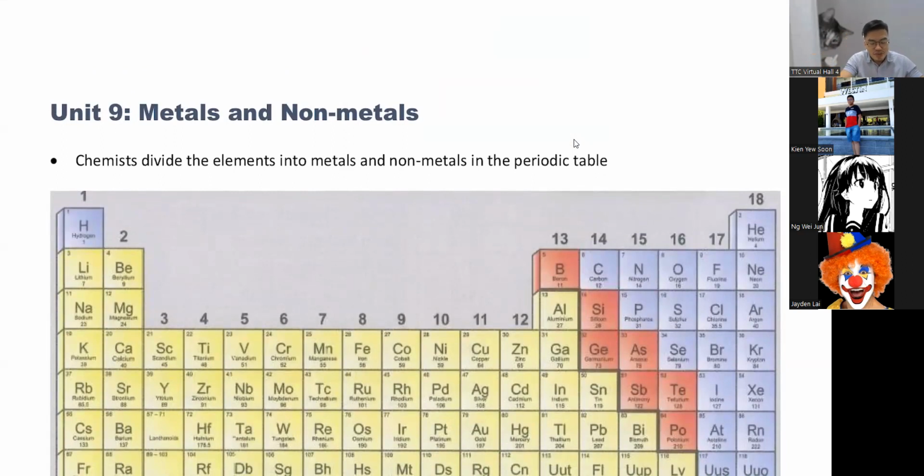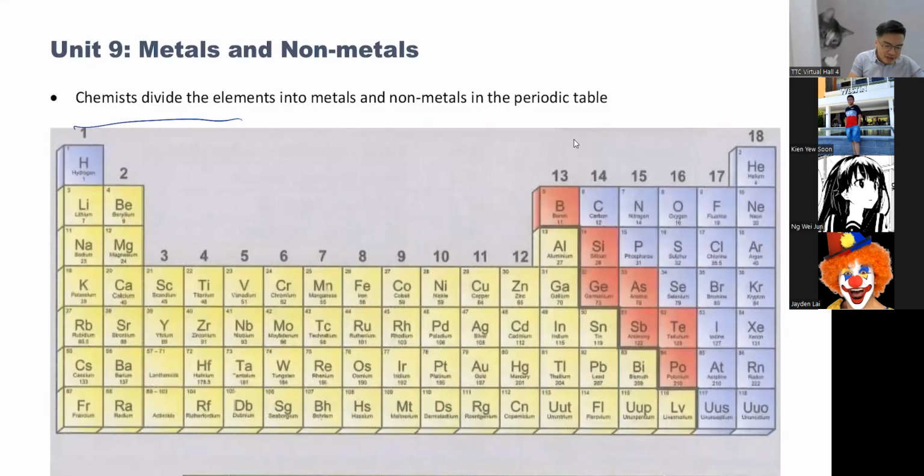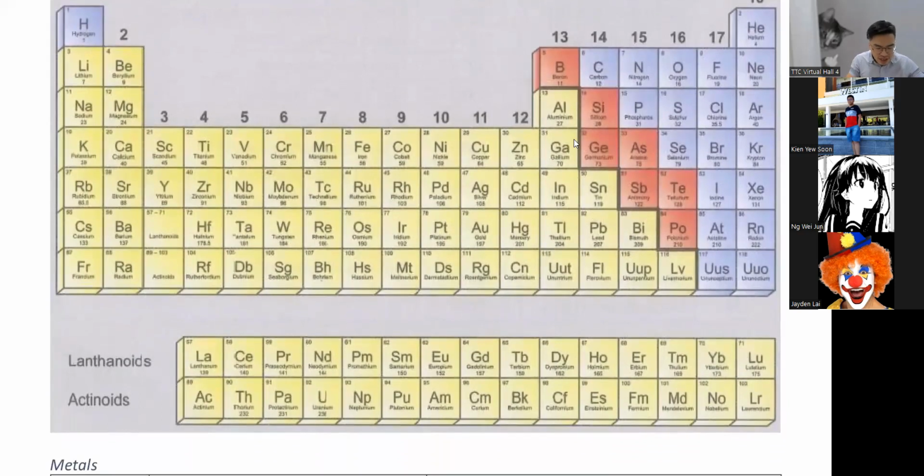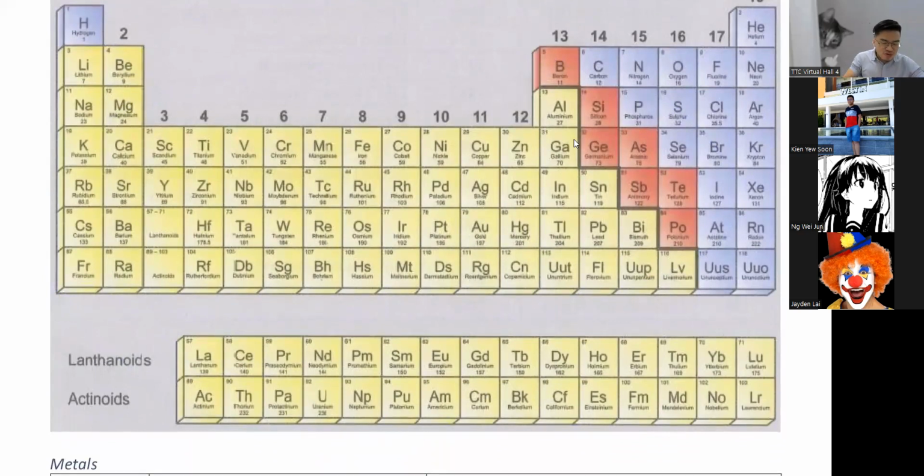That's your metal and non-metal. Chemists divide the elements into metals and non-metals in the periodic table. So I'm sure you have seen this already. Guys, do not memorize this table. I've already told you a million times. This is not your job. You only need to know how to look at this.